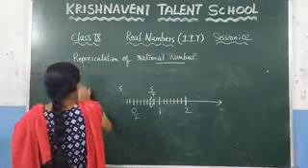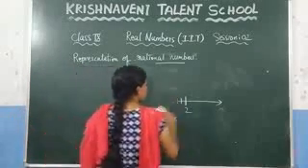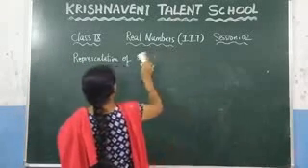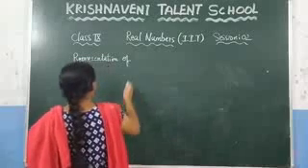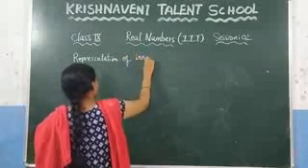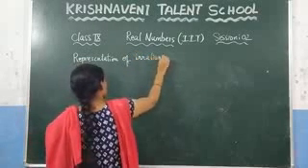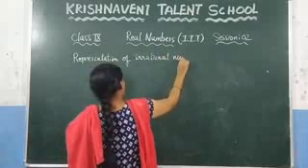Now see the next one. This is about the representation of rational numbers. Now see the representation of irrational numbers on a number line.